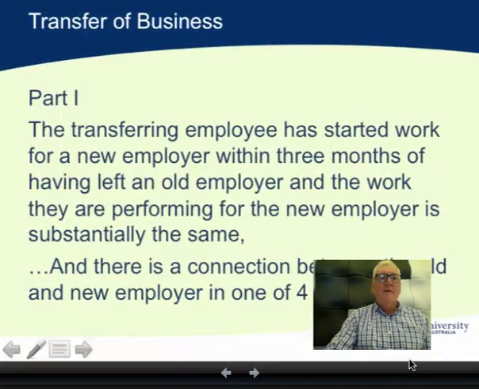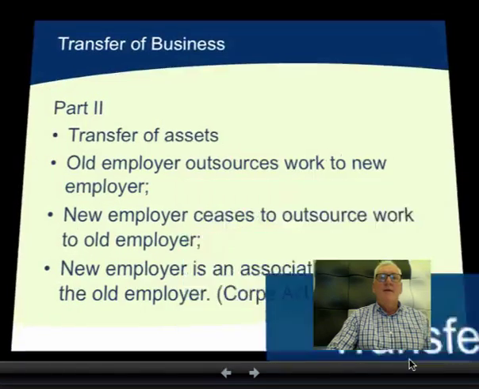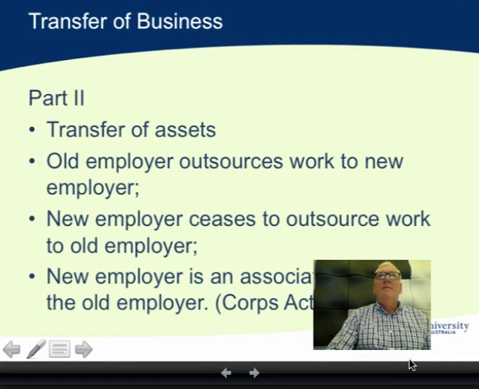So just to clarify that again, the first part was you've got somebody who's moved from an old employer to a new employer within 3 months, and they're still doing the same sort of work, and there's a relationship between them, and really the relationship is somewhere between either they're already related, so they're two companies which are related, there's a sale from A to B, straight out sale of a business, or there's some outsourcing or ceasing of outsourcing.